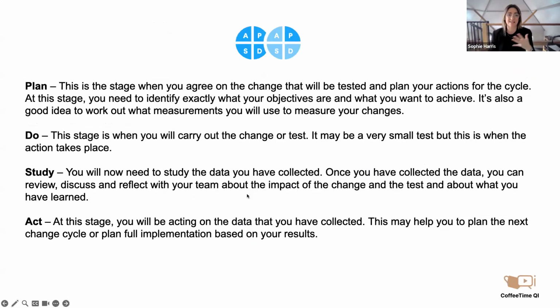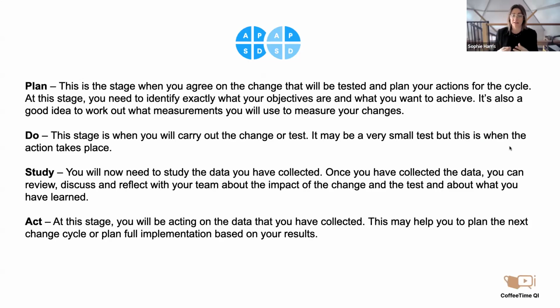So the next element is, let's look at the Plan, Do, Study, Act elements in a little bit more detail. These are the 4 elements that make up your PDSA. The plan section is where you agree on the change that you're going to test and you plan your actions out for that cycle. At this stage, you're going to want to identify exactly what your objective is. So for example, are we running a project on reducing pressure sores within our ward? And by running this specific PDSA, we want to help increase the awareness of pressure sore prevention, as an example.